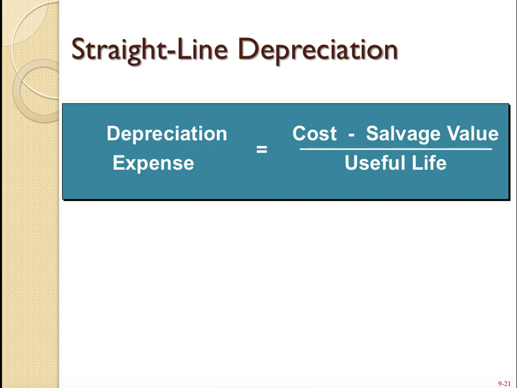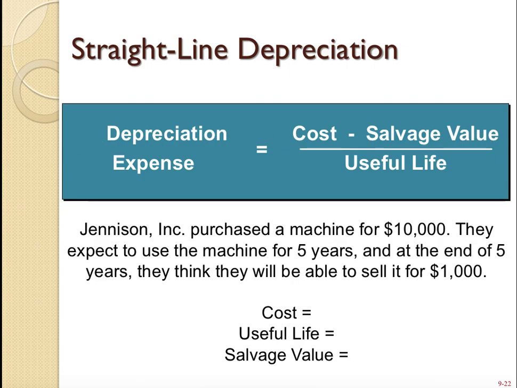Now the formula for straight line depreciation is cost minus salvage value divided by useful life. So let me show you an example. It says Jennison Inc. purchased a machine for $10,000. They expect to use the machine for 5 years, and at the end of 5 years, they think they will be able to sell it for $1,000. So I want you guys to take a moment and see if you can identify what is the cost, what is the useful life, and what is the salvage value.